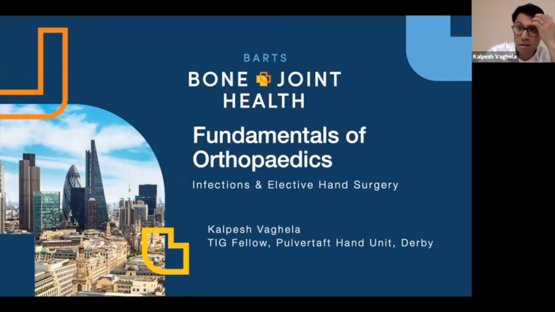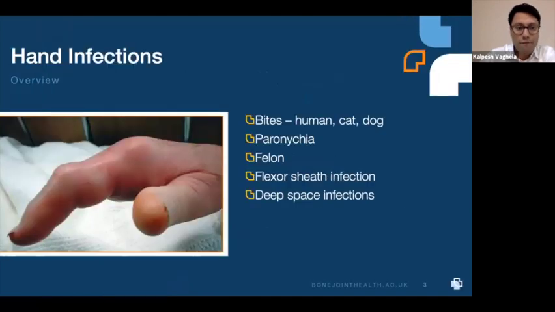So the two topics I'm going to really be touching upon today are infections, which I think are really important things to get your head around, and what to do with them. And then I'm also going to do a bit of a whistle-stop tour through elective hand surgery, which is a huge topic, but definitely rewarding and interesting in its own right. So in terms of hand infections, what I'm going to cover is bites, so human bites, dog bites, cat bites. We're going to look at some pulp and fingertip infections, and then we're going to go on to the flexor sheath and other deep space infections that you might see.